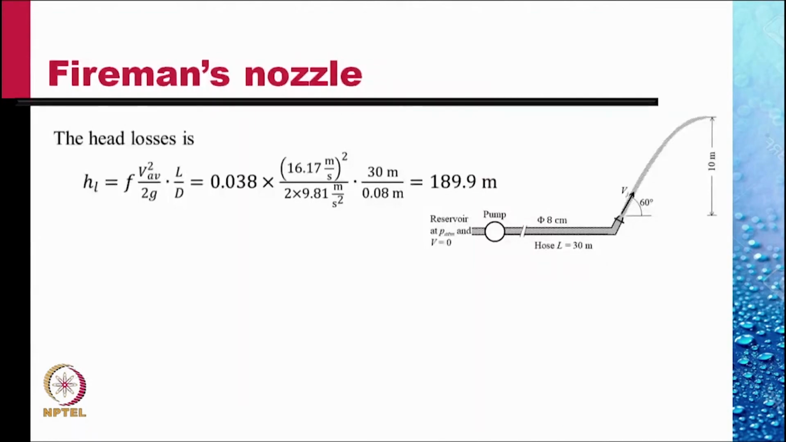Once we know the value of f, I can calculate the head loss as f times V average square by 2g times L by D, and this comes out to 189.9 meters.